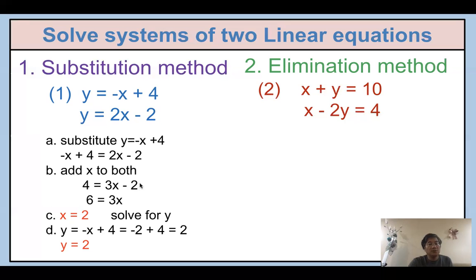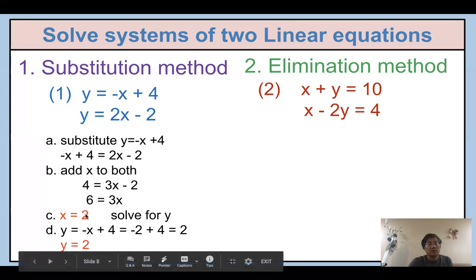Now you need to move this negative 2 to the other side. How do you? The inverse operation is plus 2. You add to both sides. So you add 2 here and 2 here. Then what do you get? 6, right? 3x equals 6. Then what should you do to solve for x? You should divide by 3 on both sides, right? So x equals 2. 6 divided by 3 is 2.